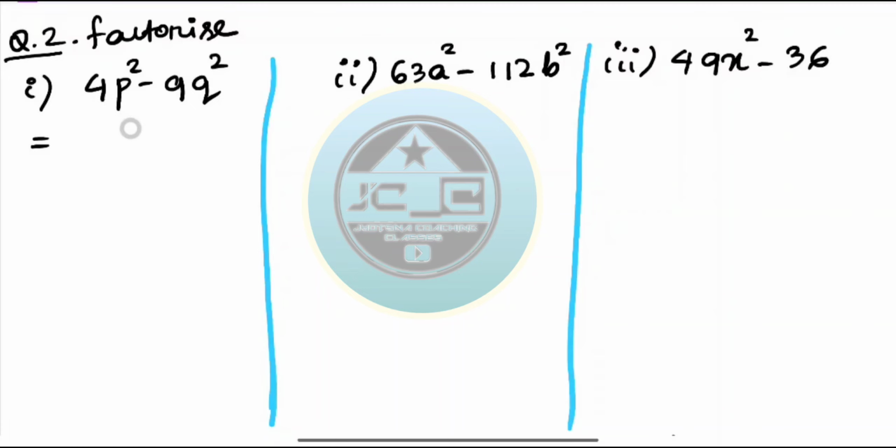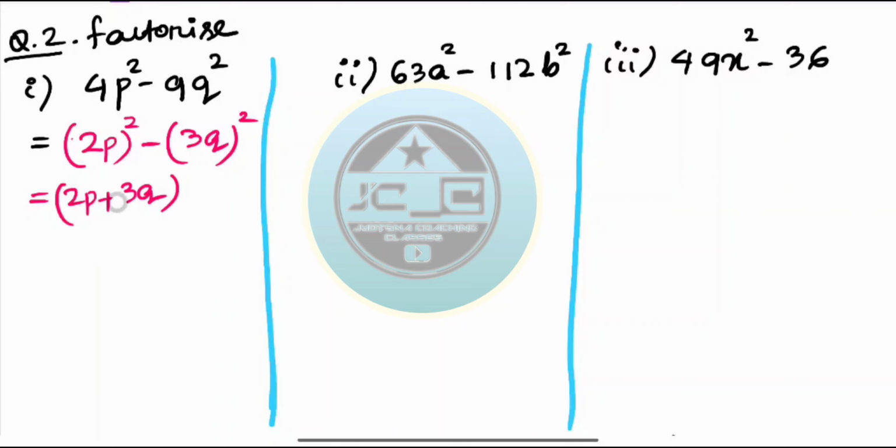As we know that here in this question, we are going to use identity number 2, which is a square minus b square. So as we can see, a square minus b square form is there, right? So here 4p square is the square of 2p. So 2p square minus 3q square. Clear? So here in the place of a we have 2p, and in the place of b we have 3q. So 2p plus 3q, right, into 2p minus 3q. Is that clear? This is the final answer, right?